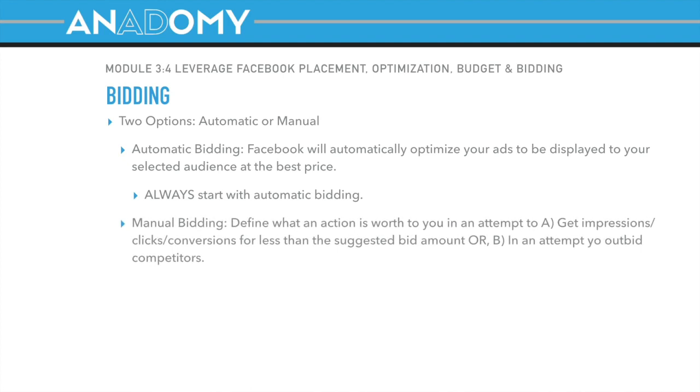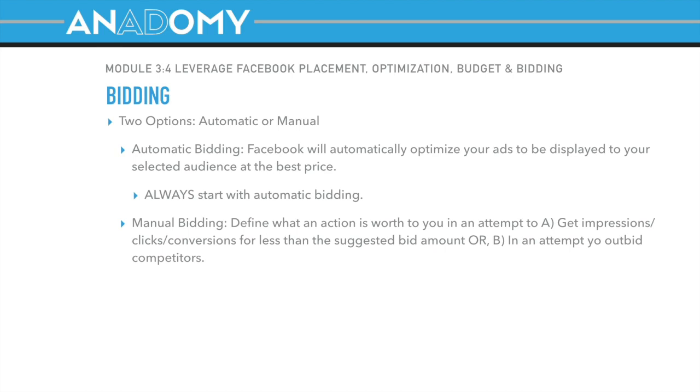Now, manual bidding allows you to define what an action is worth to you. There are really two reasons that you would want to use manual bidding. First of all, you might be trying to get impressions, clicks, or conversions, whatever your objective is, for less than the suggested bid amount. What this means is that you are telling Facebook to automatically bid less than what the suggested bid is, and you're only paying for underpriced traffic.